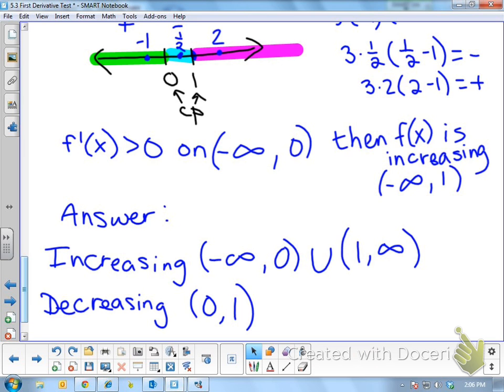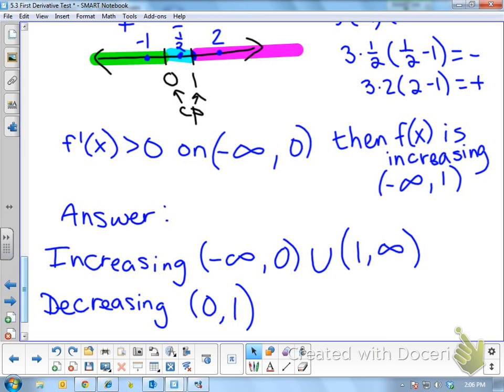So again, we're trying to make that connection between, if I know this information about my derivative, it tells me about my function. Or I could go backwards. If I knew my function was increasing somewhere, I could say, hey, I know my derivative is positive. Or if I knew my function f of x was decreasing somewhere, I could say, hey, my derivative is negative.